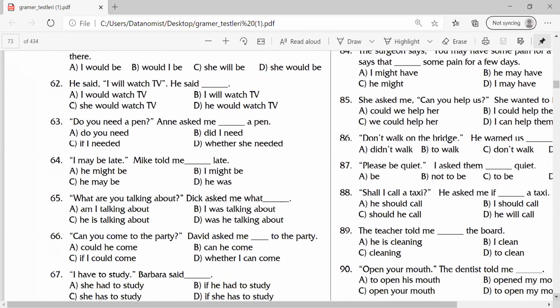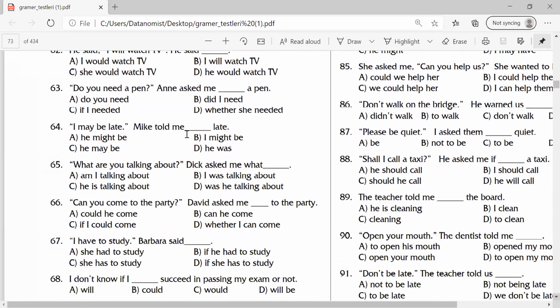I may be late. Mike told me, sometimes guys, this that is implied. That who? Mike, he might be late. What are you talking about? Dick asked me what I was talking about.